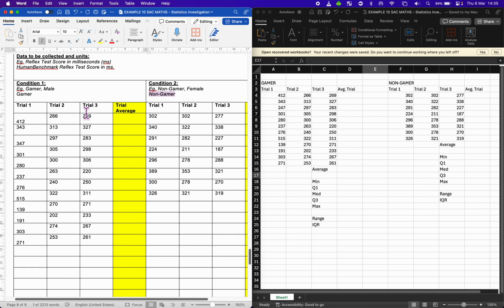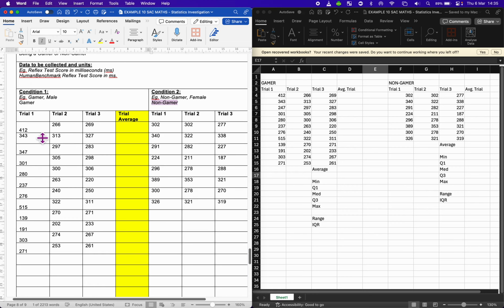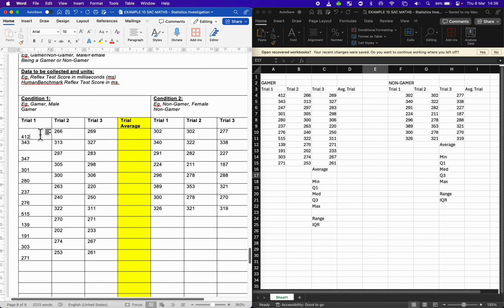Why do we have multiple trials here? Because we are making sure that each result is not a fluke, okay? What if someone just did really poorly in the first reflex test, or they were just getting used to the actual test? You want a second and a third one.